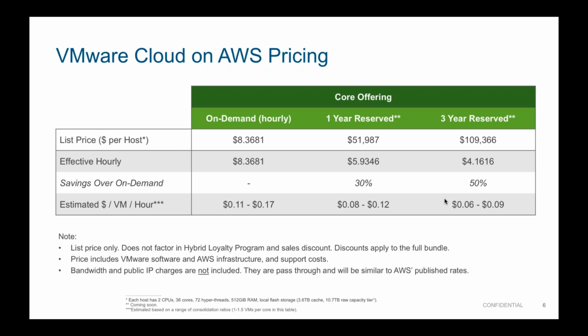Another thing is that the egress charge is not included. If you move your workloads from VMware Cloud on AWS out to your on-prem data center, that's egress. You will be charged like 5 cents per GB. That means if you move like 1 terabyte of workloads out of your environment, you will only be charged like 50 bucks. So that's the egress charge.